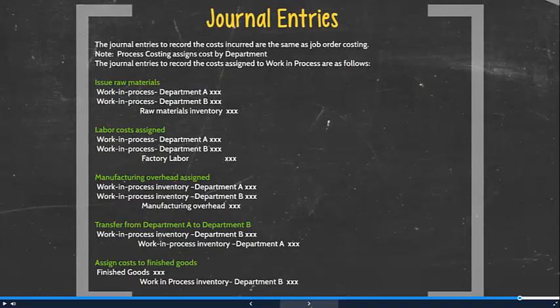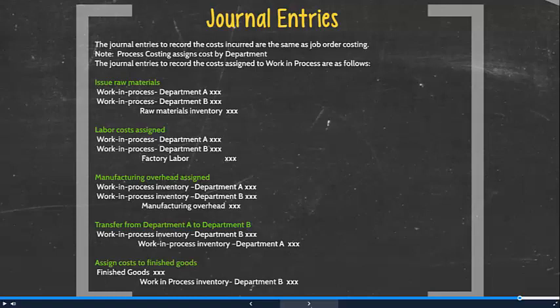And finally, we can't forget all these wonderful journal entries. The journal entries to record the cost incurred are the same as job order costing, so we will not review those. What I want to note for process costing is that costs are assigned by department. Each department will have a work in process. This is an asset account and therefore has a normal debit balance.